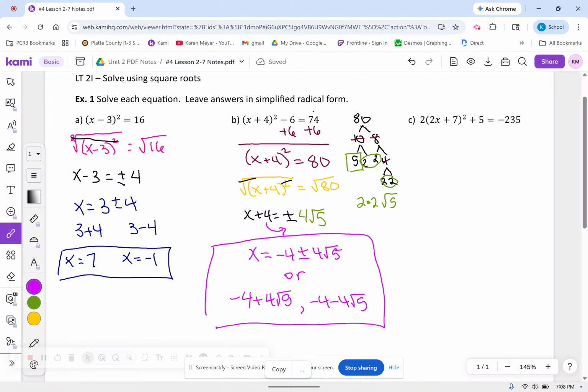Okay, next one. Still start with the plus or minus number behind it, even though it has a coefficient. Okay, so start with subtracting 5.